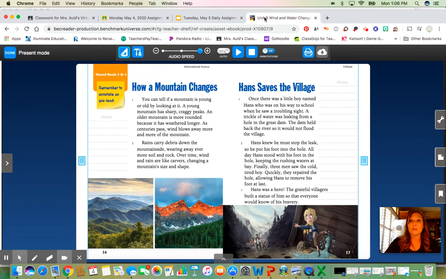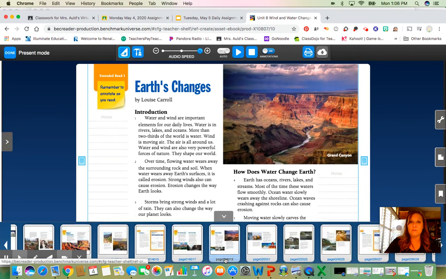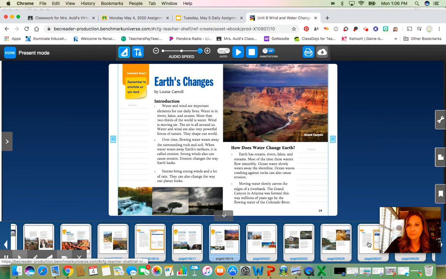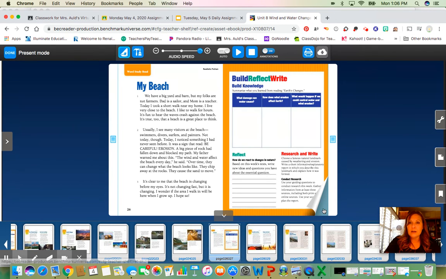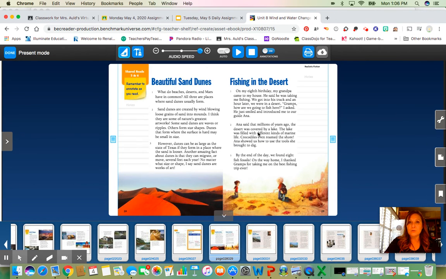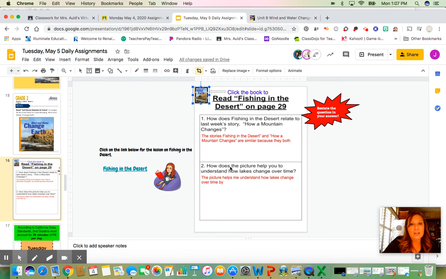All right, let's go back and look real quick. I'm going to flip up a few pages here. And it was one more page right here. So look at that picture. How does that help you to understand how this lake changed over time? All right, so make sure that you answer that question in a complete sentence. You can add a couple more sentences if you want to.